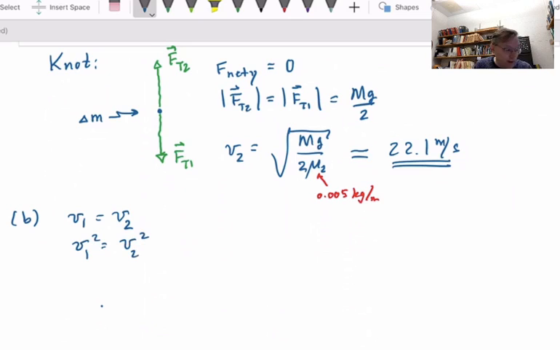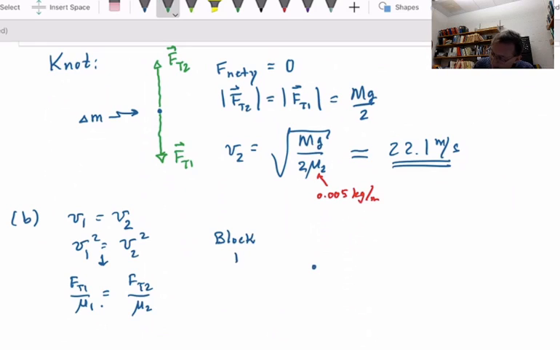Why did I write it that way? Because then for V1 squared, I can put Ft1 over mu1, tension in string 1 over its linear mass density, must equal Ft2 over mu2, tension in string 2 over its linear mass density. Better figure out those tensions, though. I have to do that separately. So let's start by drawing free body diagrams. One for block 1 and then one for block 2.